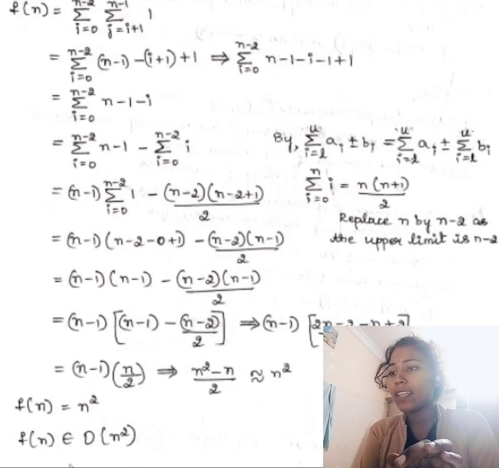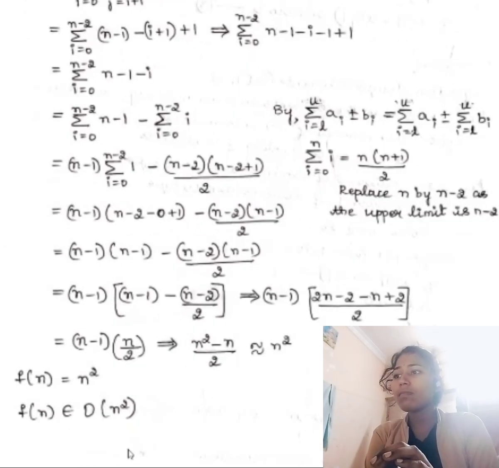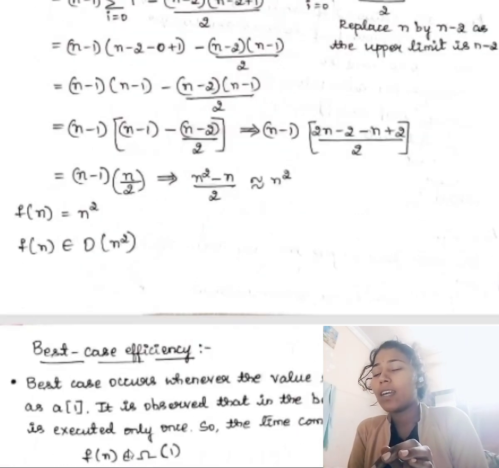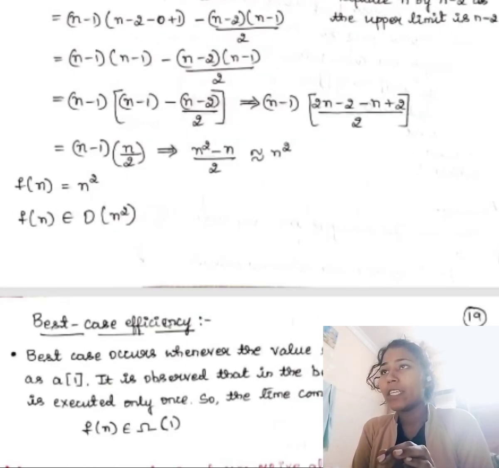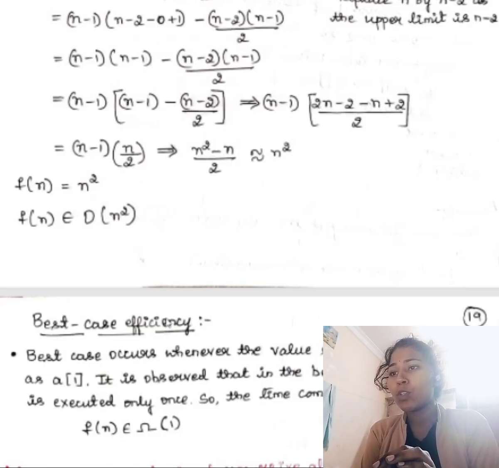Now we analyze the best case efficiency. The best case occurs when the array elements are stored in a non-unique way, with the first two elements equal. So it is observed that in the best case the basic operation will be executed only once, so the time complexity will be f of n belongs to omega of 1.